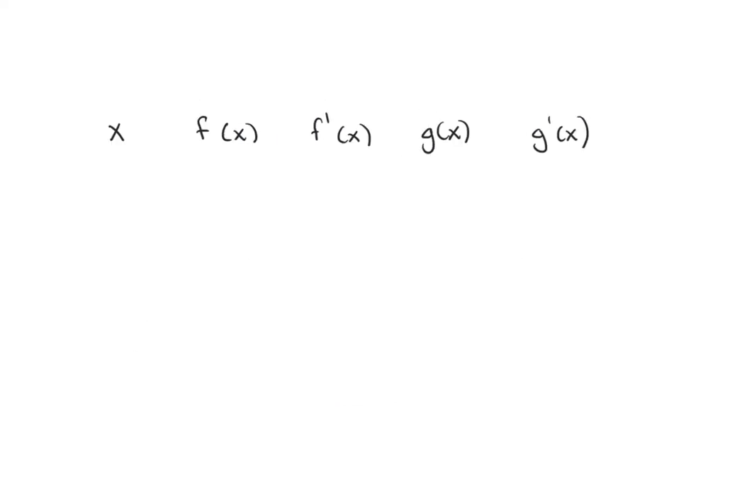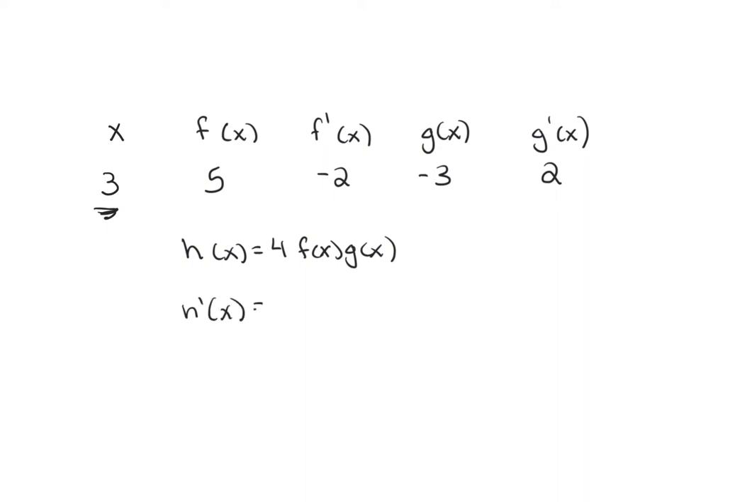All right, so for the final example, we're just going to look at a table of values that gives the value of x, the value of f of x at 3 is 5, the derivative of f at 3 is negative 2, and then another function g of x at x equals 3 is negative 3, and the derivative at x equals 3 is 2. So now, if I have h of x is 4 times f of x times g of x, let's find the derivative of h.